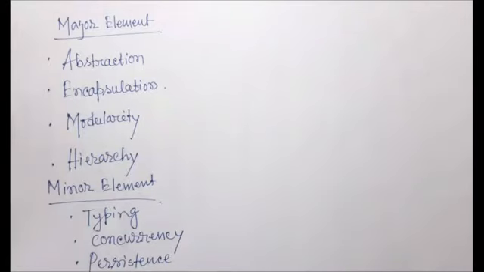Hello everyone, today I am going to discuss the major elements and minor elements of the object oriented system. There are two categories of element in our object oriented system, that is major element and minor element. I will also discuss abstract, how to represent the abstract class by using a class diagram, and how to represent an interface by using a class diagram. In the previous lecture I already covered a very important topic, that is inheritance.